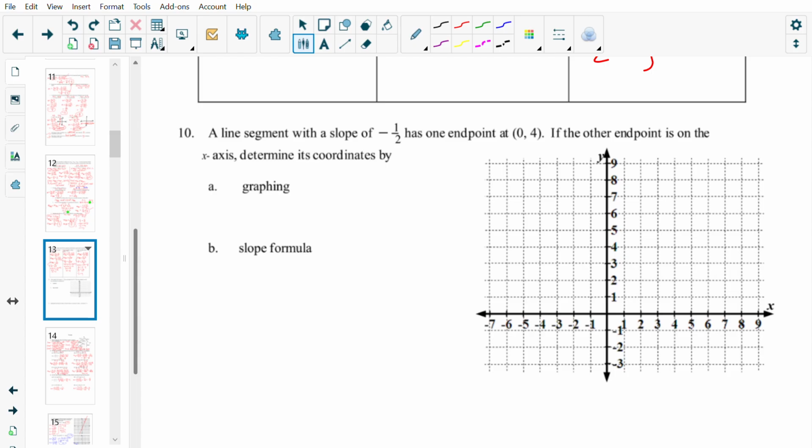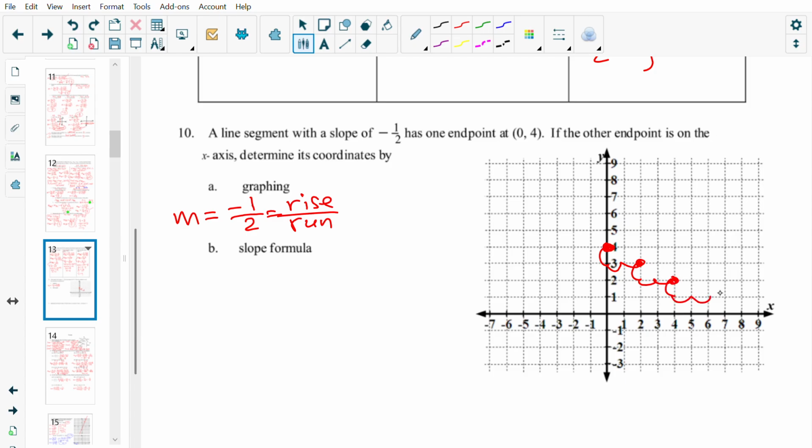Next one, a line segment with a slope of negative 1/2 has one endpoint at 0, 4. If the other endpoint is on the x-axis, determine its coordinates by graphing. Interesting. I'm going to go negative 1 over 2, so I know how to do my rise over run, because I'm going to do this graphically. One endpoint at 0, positive 4. So I go down 1, negative 1 rise, positive 2 run.